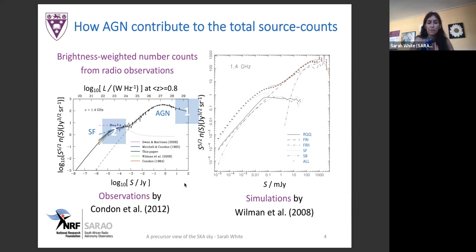So this is where my talk now splits into two parts. I'll next discuss a sample at the bright end before returning to work at the faint end.